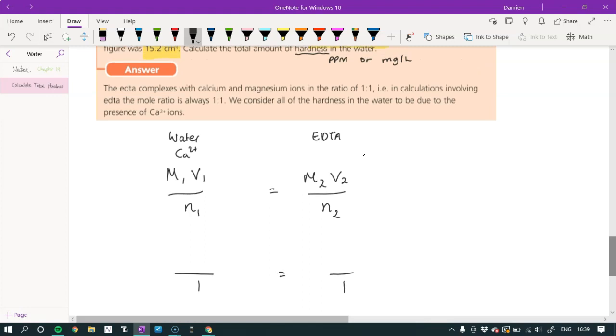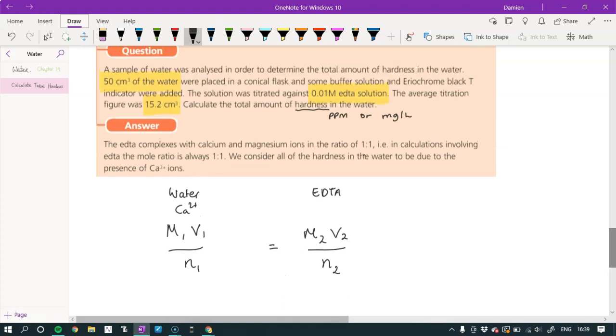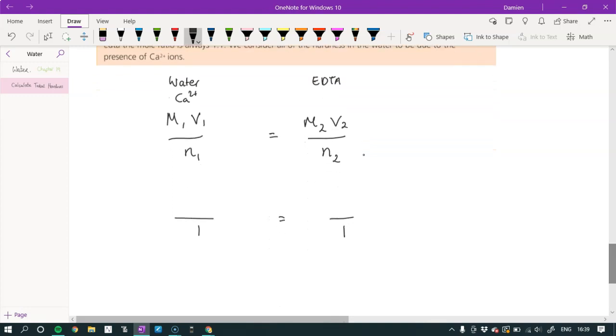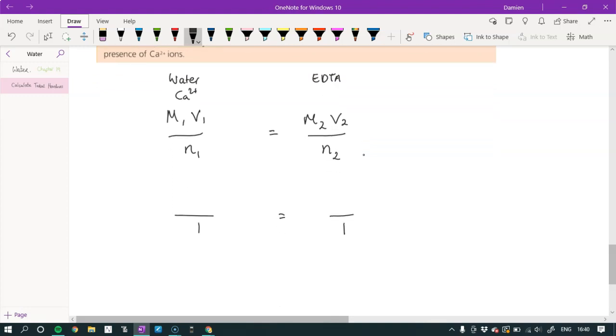We're also told in the question that we have 50 cm cubed of water, 0.01 molar EDTA solution, and 15.2 was our average titration. So we can fill those numbers in. We don't have the molarity of the water, in other words, the concentration of the Ca2+. So it's going to be M1 multiplied by the volume, which was 50 cm cubed. And on the other side, we have the molarity of the EDTA, which was 0.01, multiplied by the volume of the EDTA, which is the average titration, 15.2.